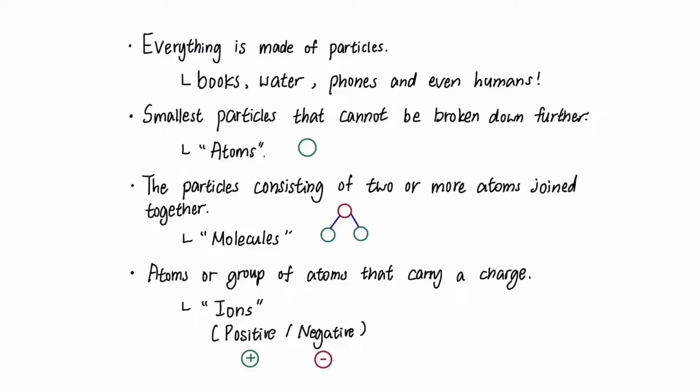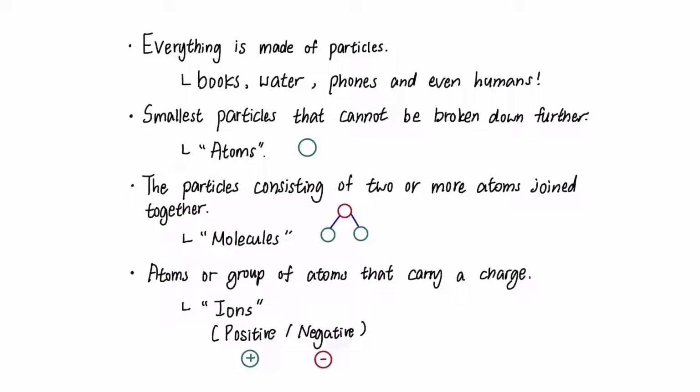The first concept that we have to keep in mind is that all matter is made of particles. Your books, water, phones, and even us, they're all made of billions of small particles. Next, we have some terms to learn that will be used in the upcoming chapters.